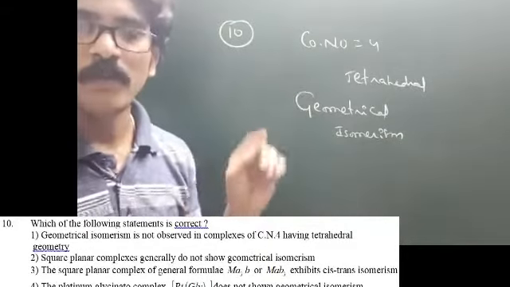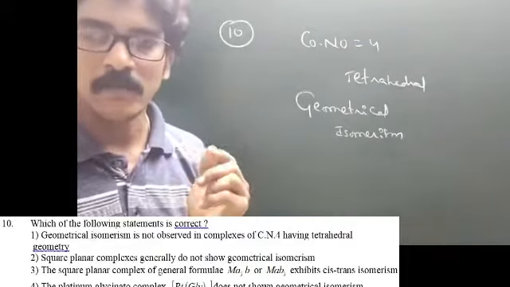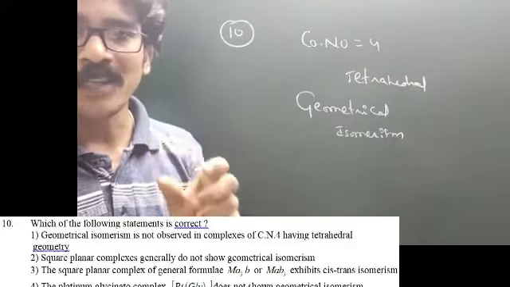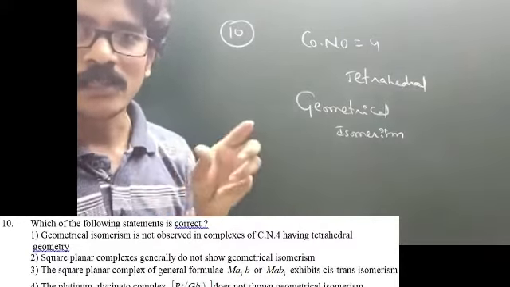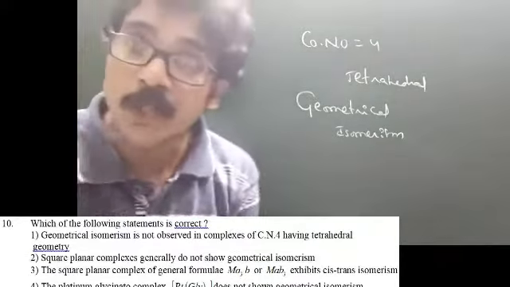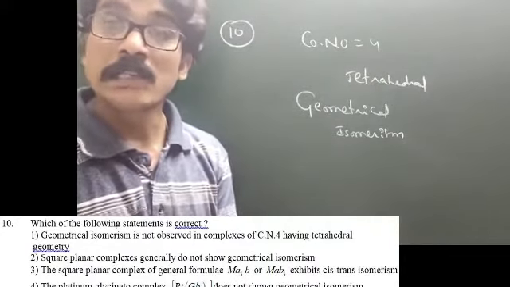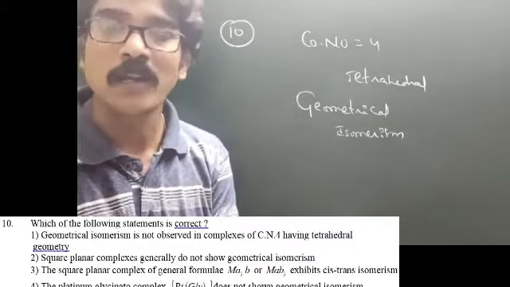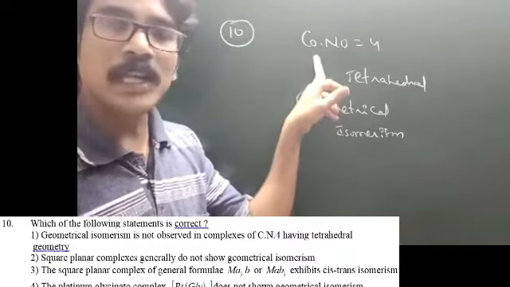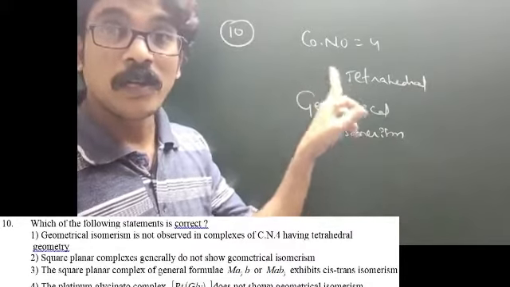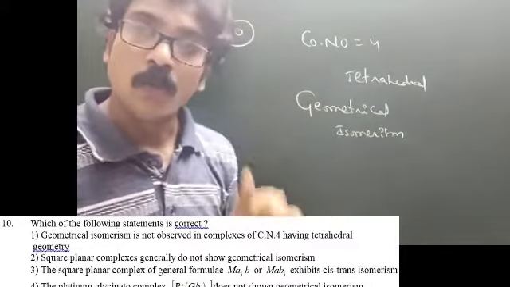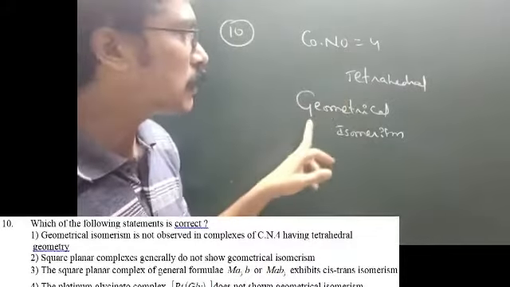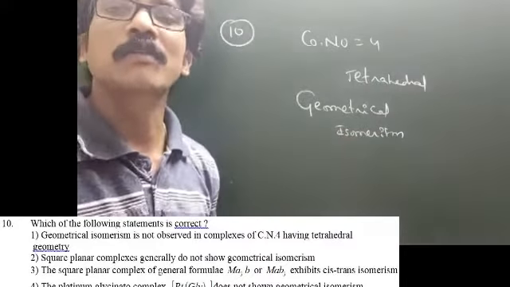Question number 10. Which of the following statements is correct? Geometrical isomerism is not observed with coordination number 4 in tetrahedral complexes. In coordination number 4, square planar complexes show it, but in tetrahedral complexes geometrical isomerism is not observed.